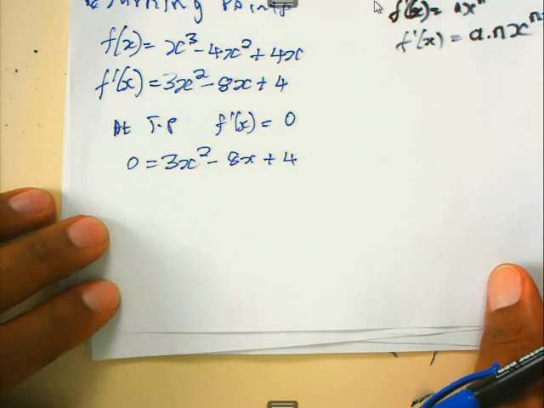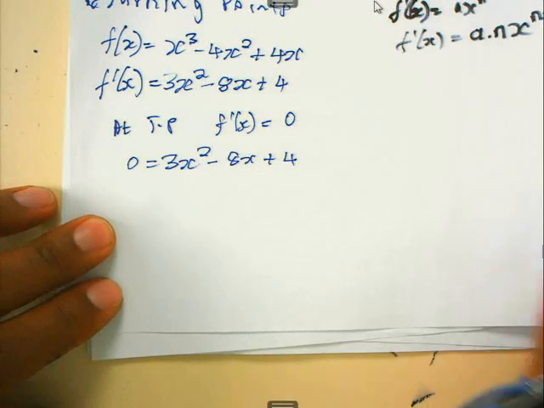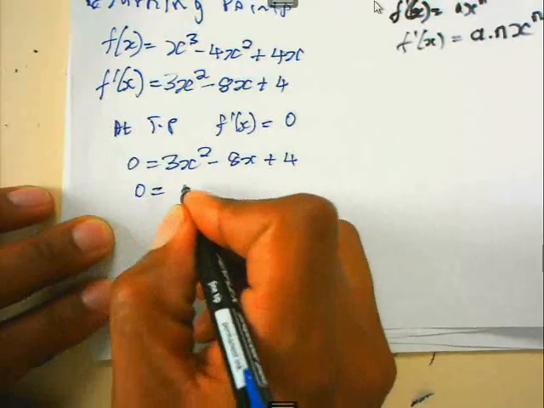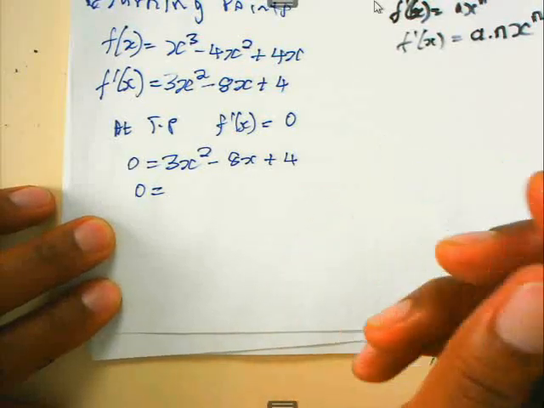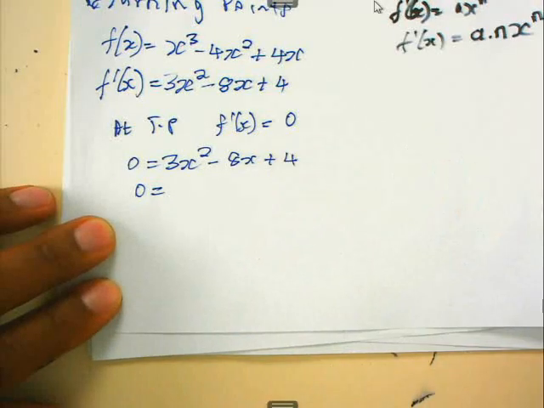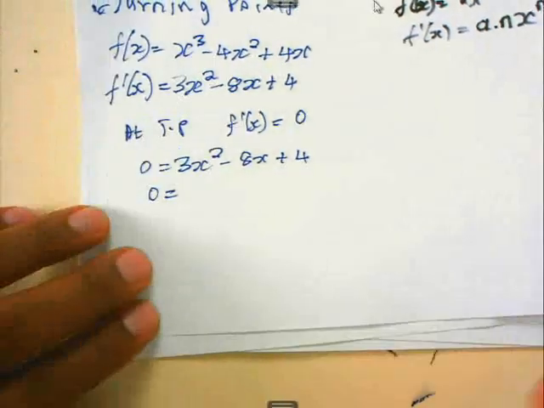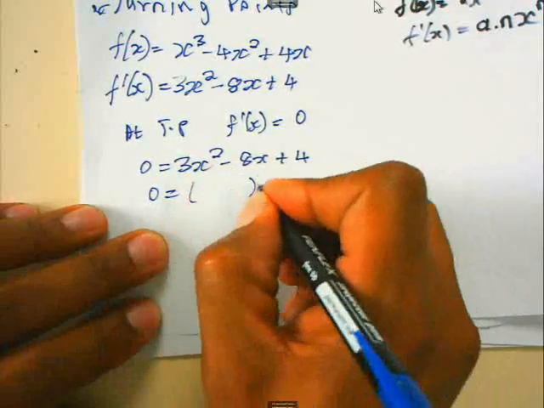That is a quadratic equation. Do you know how to solve the quadratic equation? Yes, of course. First of all, we look at the common factor. We look at the factors. If no factors, then we can use the quadratic formula. Right. Now, let us see if we can have factors for this one.